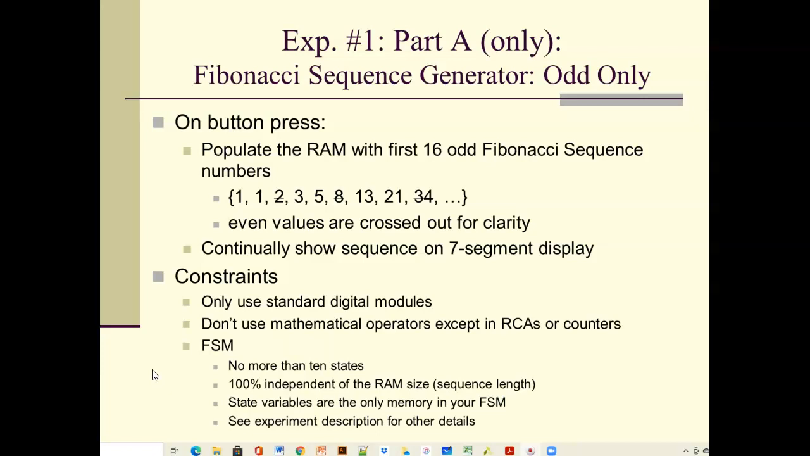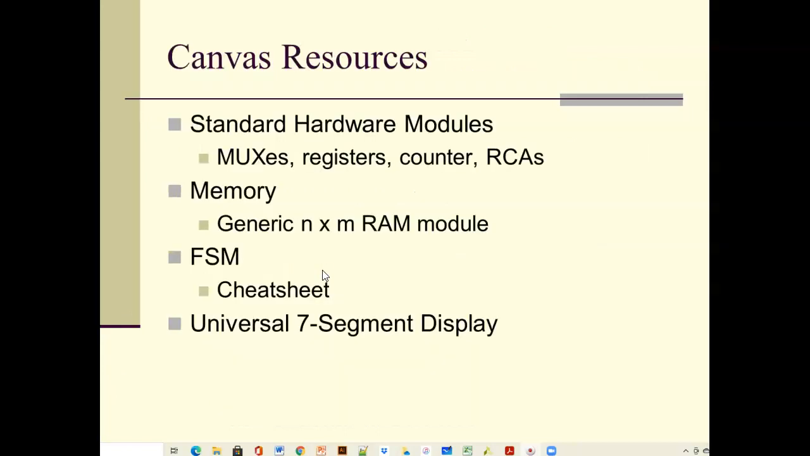There are a few more constraints in the actual write-up, so I encourage you to go read the lab manual, at least for experiment 1A. Canvas has a bunch of resources out there. These are just standard hardware modules, sequential and combinatorial. Most of these are parameterized, which means you have to override the parameter in your instantiation. I don't want you changing the code in these. I want you to override the parameter in your instantiation.